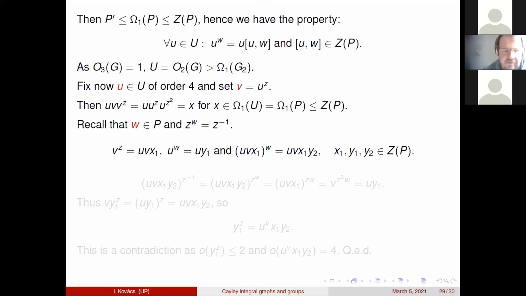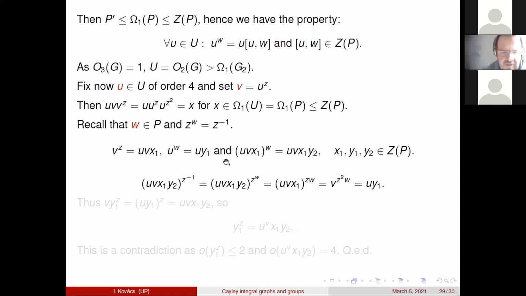Okay, so what do we have? First of all, using this, we can see that V^Z, this conjugate, can always be written as UV times X1, where X1 is from the center. Now we apply this property for U and for this element. You can also say that U to the W is U times V1, where V1 is from the center. And also this is a product of the same element times Y2 from the center.